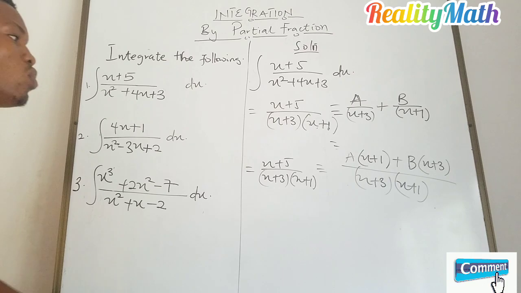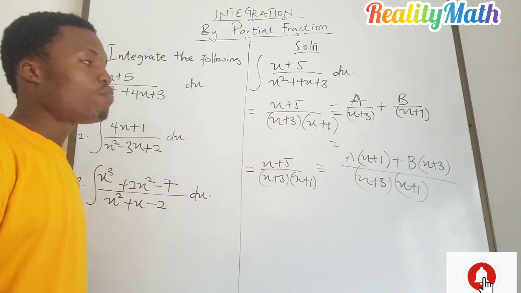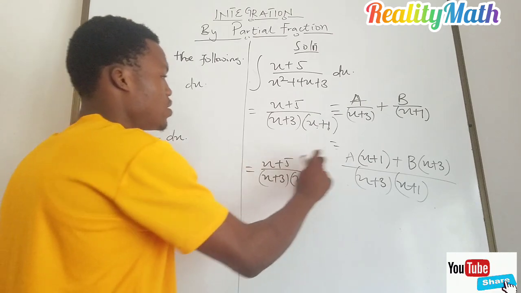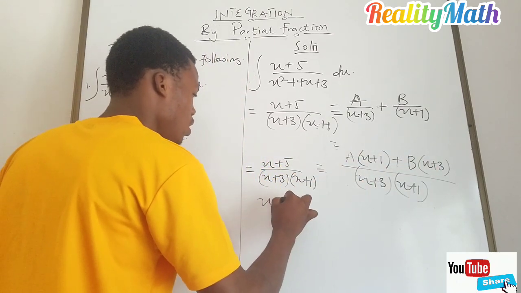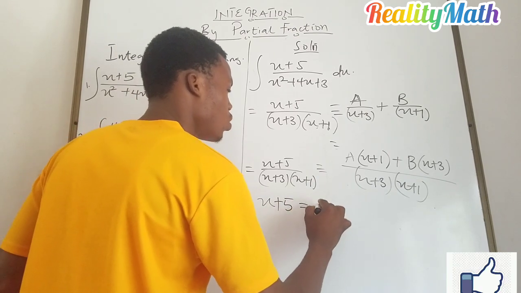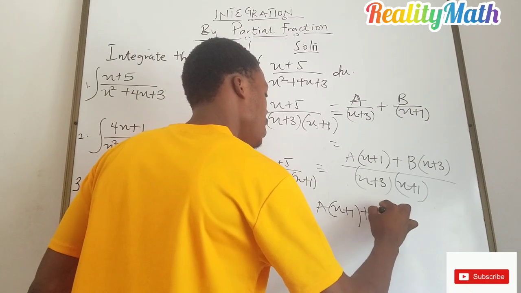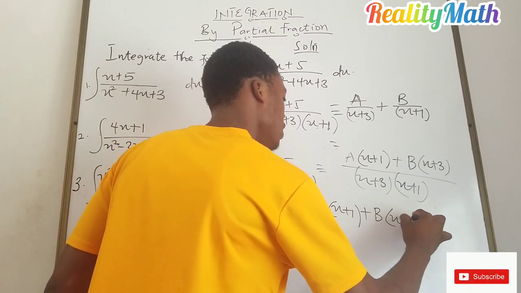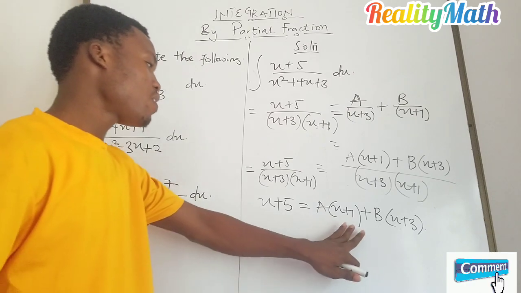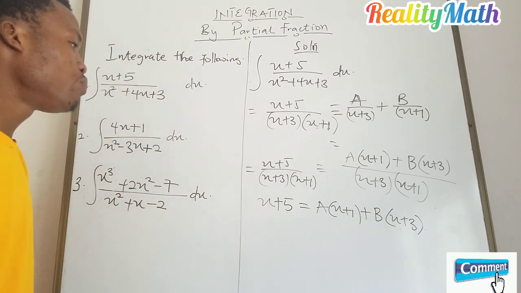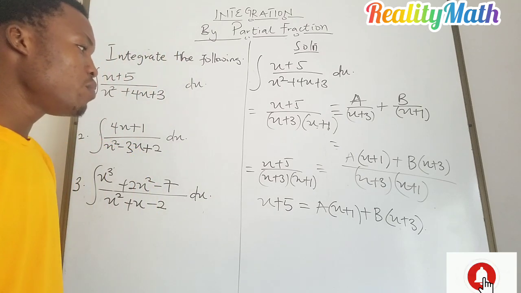Alright. So how do we get our possible values for the constants? Let's equate this to this. So we are now having x plus 5 is equal to A into bracket x plus 1 plus B into bracket x plus 3. So this is what we are finally having. Let's try to solve this equation and get the values for A and B.